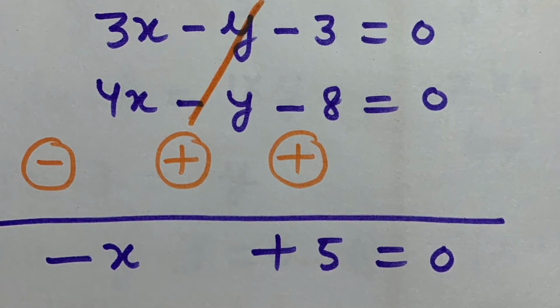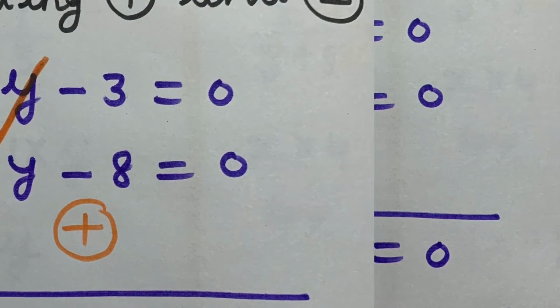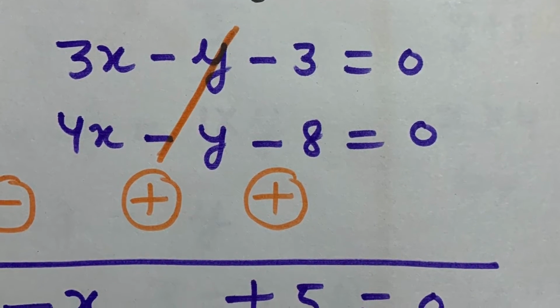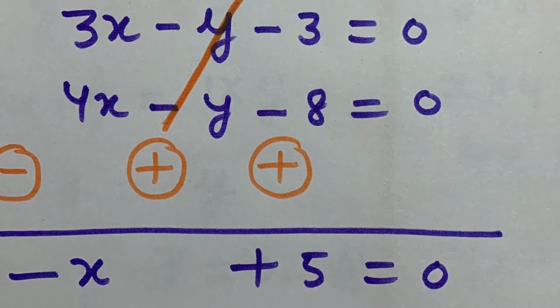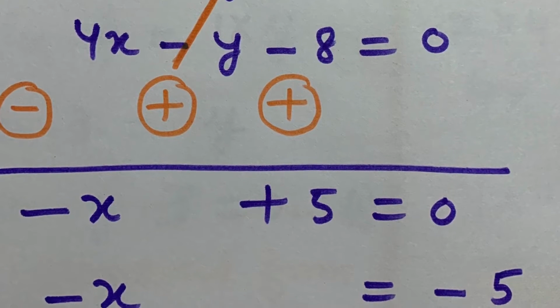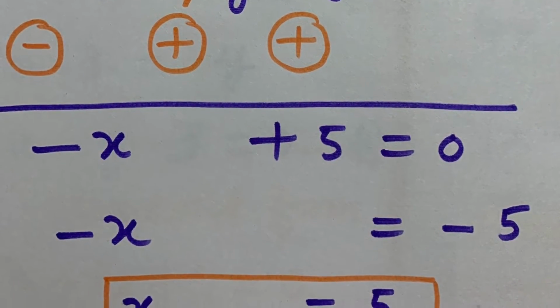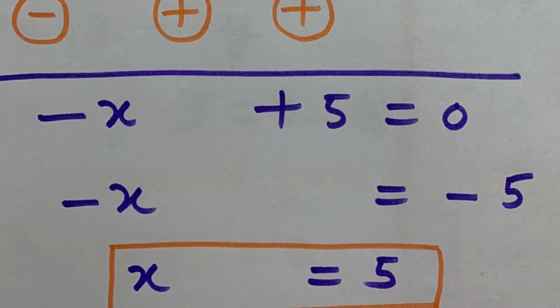Plus 8 and minus 3. 8 minus 3 is 5 and sign would be positive, equal to 0. Minus x as it is, plus 5 will be shifted to right hand side and will become minus 5. The negative sign on both sides will be cancelled. So value of x is 5.